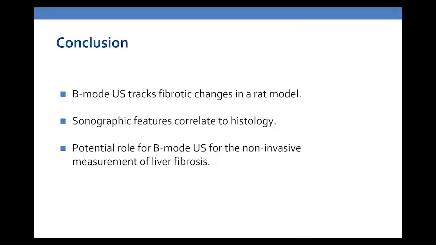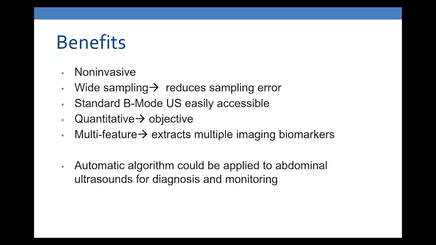So as a conclusion, B-mode ultrasound tracks fibrotic changes in a rat model. Sonographic features can correlate to histology, and there is a potential role for B-mode ultrasound for the non-invasive measurement of liver fibrosis. The benefits of our technique are being non-invasive, wide sampling, reducing sampling error. Standard B-mode is easily accessible, with quantitative, objective measurements, and multi-feature analysis which extracts multiple imaging biomarkers.